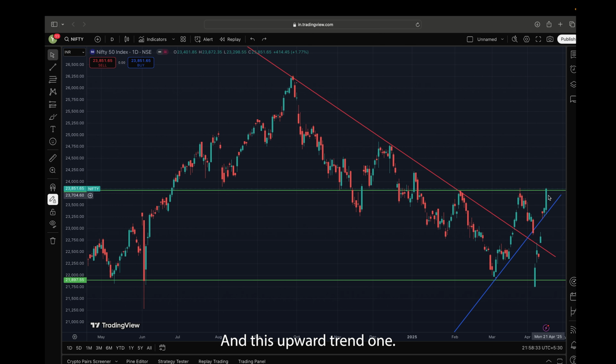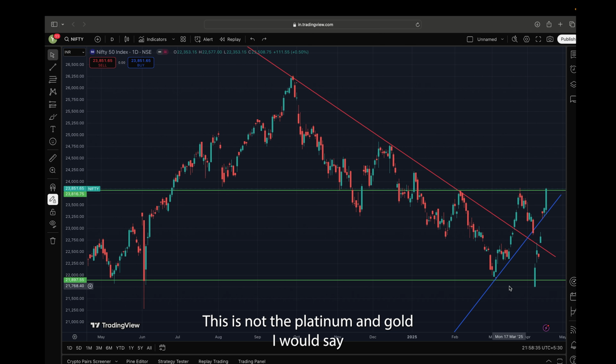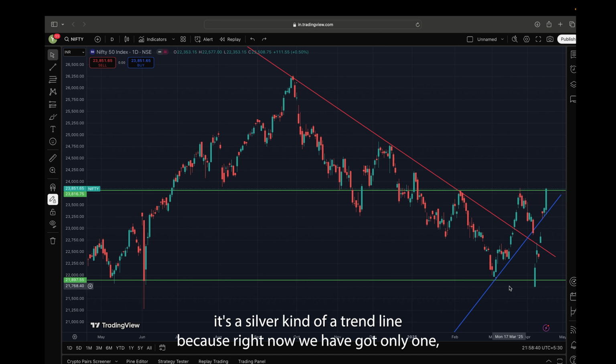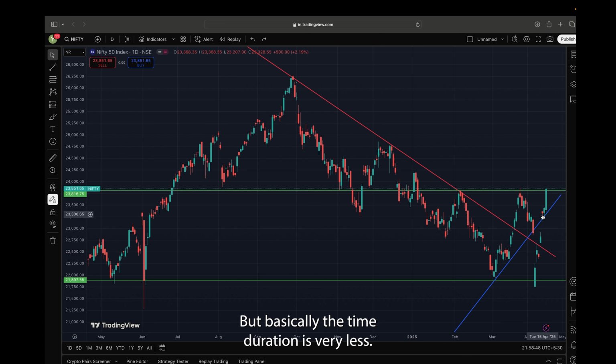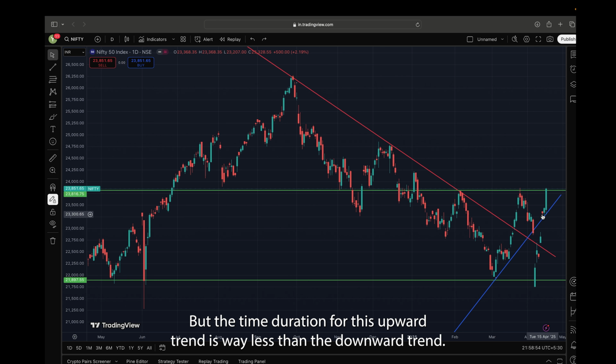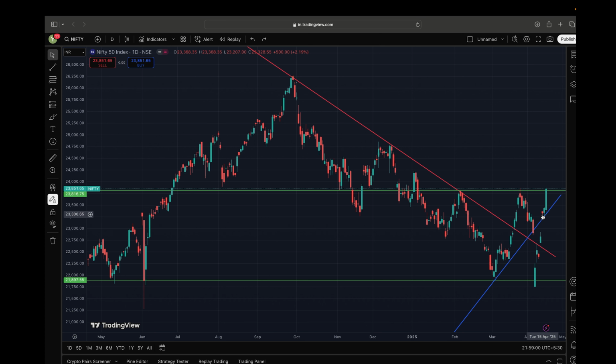And this upward trend line, this is not the platinum and gold. I would say it's a silver kind of a trend line because right now we have got only 1, 2, 3 and 4 touch points. But basically the time duration is very less, even though we have got more than 2 touch points, the time duration for this upward trend is way less than the downward trend.